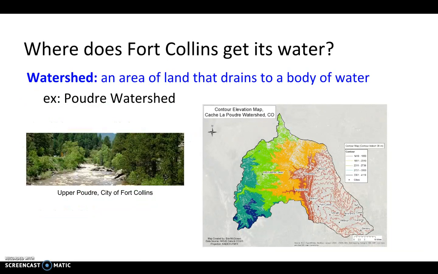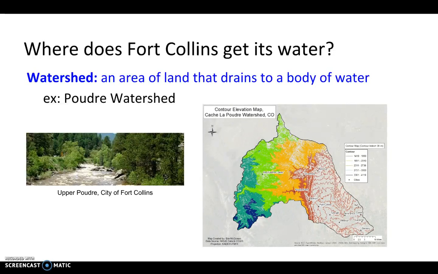Where does Fort Collins get its water? So the Fort Collins water is part of the Poudre watershed, and a watershed is an area of land that drains to a body of water. So in our area where we live, all of our water ultimately drains to the Poudre River. So, excuse me, the Spring Creek drains to the Poudre River.